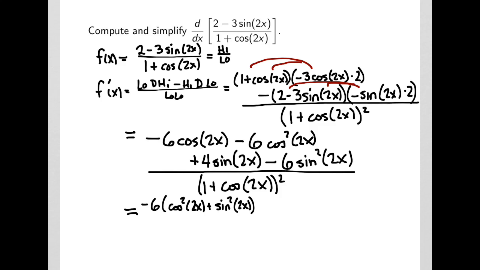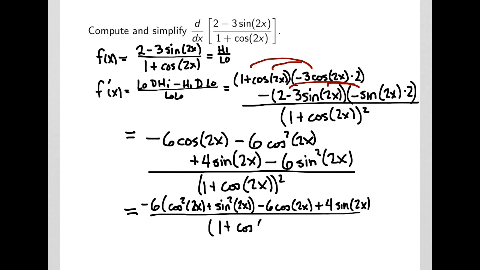Then we get minus 6 cosine 2x plus 4 sine 2x over 1 plus cosine of 2x squared. And the reason we group that term out is that I have a Pythagorean identity term that can be simplified.